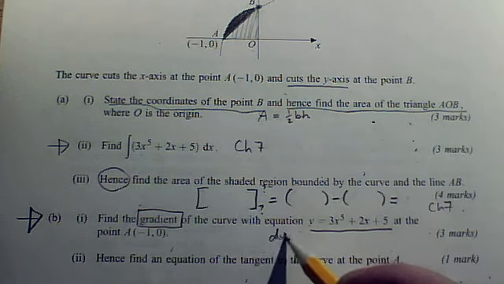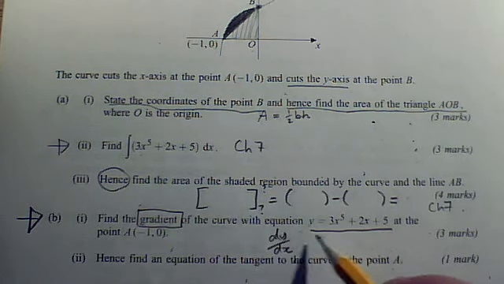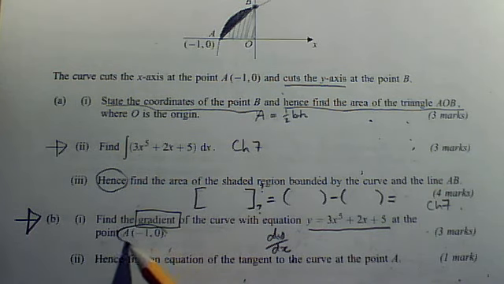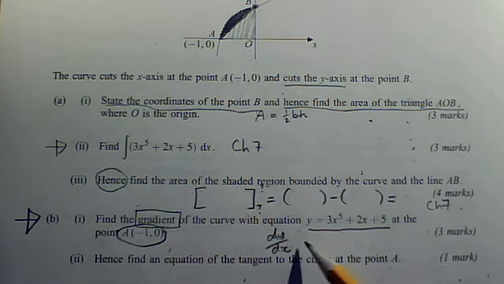Gradients are dy by dx. So we need to get dy by dx for this particular equation. But we don't want the gradient any old place, we want the gradient at the point A. So at this specific point we've got a value to substitute into our dy by dx. That will give out a numerical gradient and that will get you 3 marks.